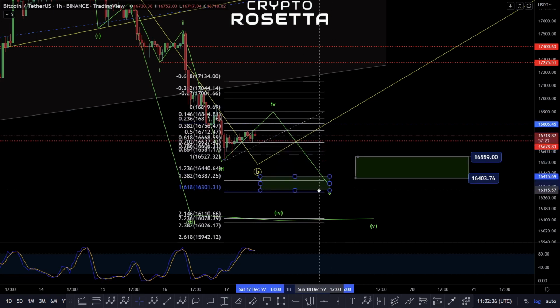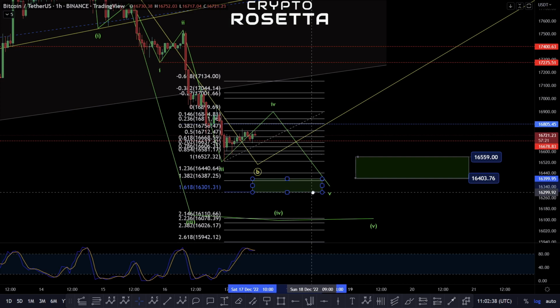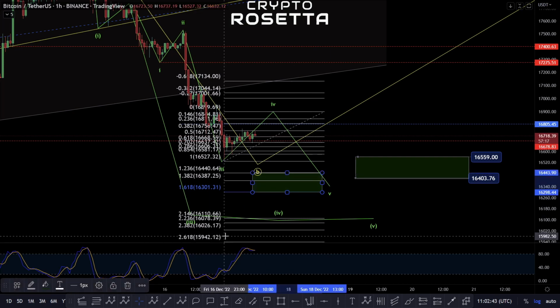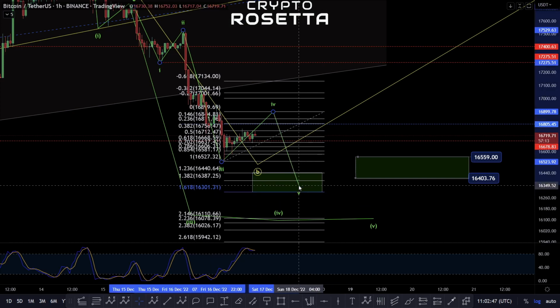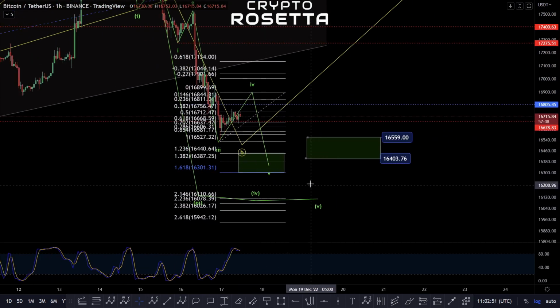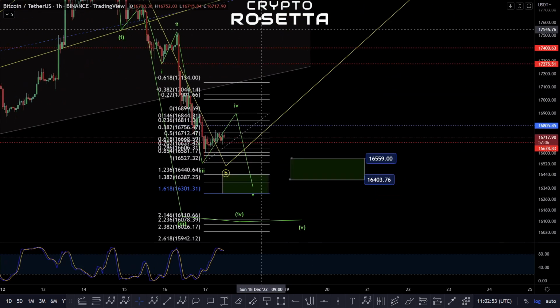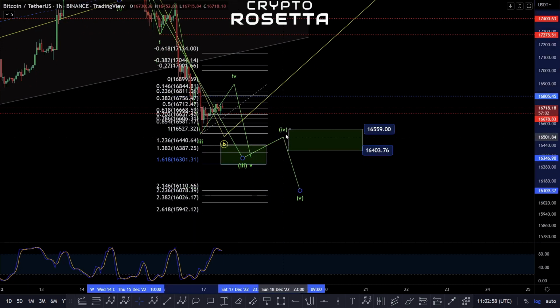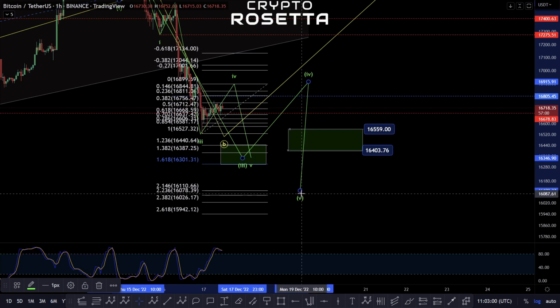And if I just bring this box here now, which means that this first green 5 wave move could look to end between the 16440 to the 16301 area. So that could be a potential area we're looking to target out for this first 5th wave move. So now we're left with the additional 4th and 5th wave.